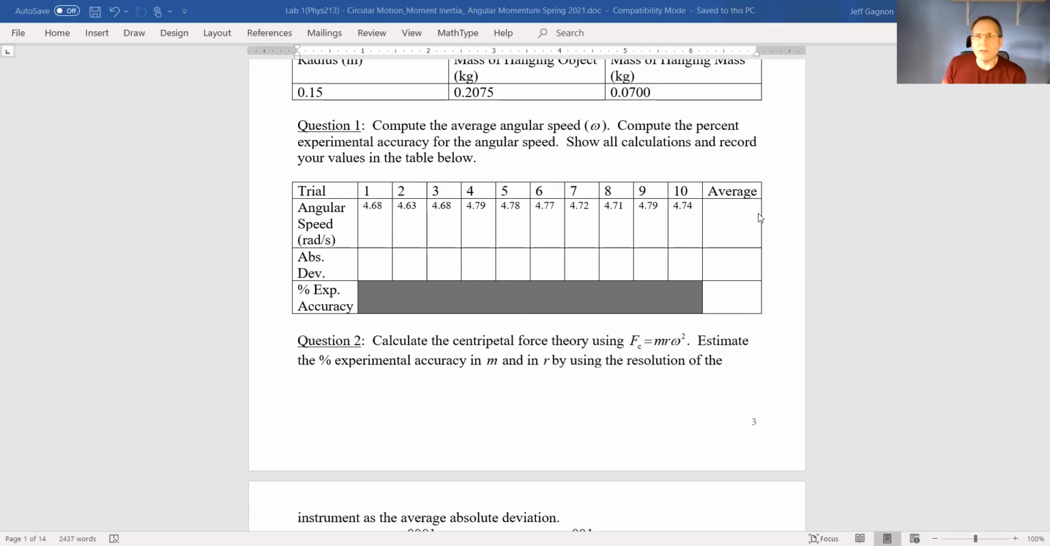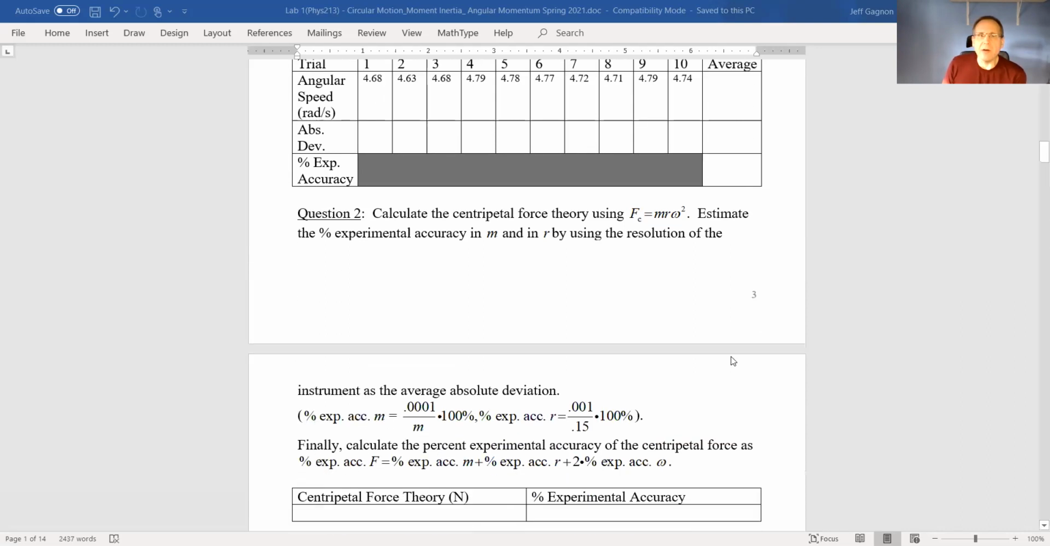Once you have omega here, now you can compute the centripetal force theory. So this is our theoretical value of that centripetal force. Remember, it's going to be m times the centripetal acceleration, which we're going to use the one involving omega. So it's m times r times omega squared.